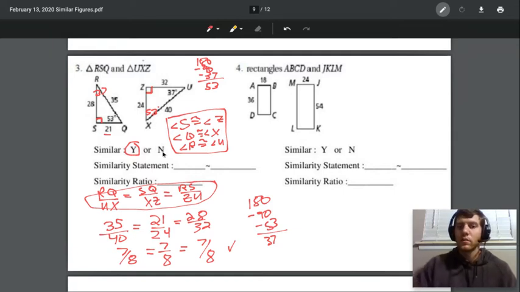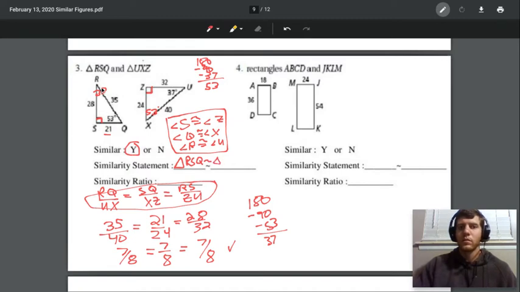So now our triangle similarity statement. We need to name the 2 triangles and say which triangles are similar. So you can name the first triangle however you want. So I'm just going to name it RSQ. Okay, and we're going to say it's similar to triangle... So we have to match up our pieces.